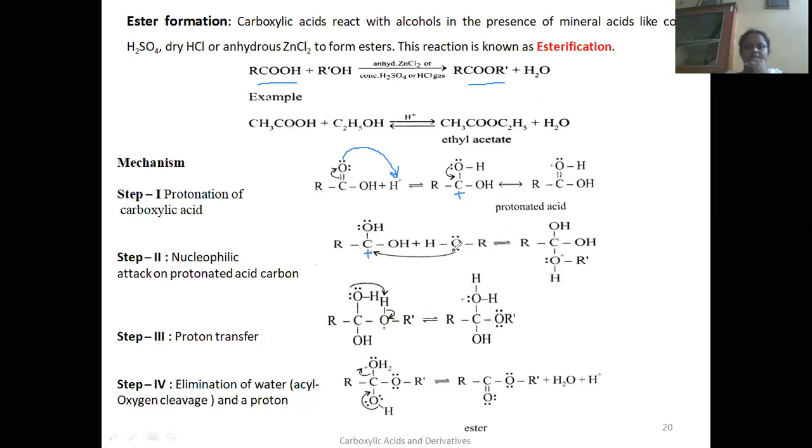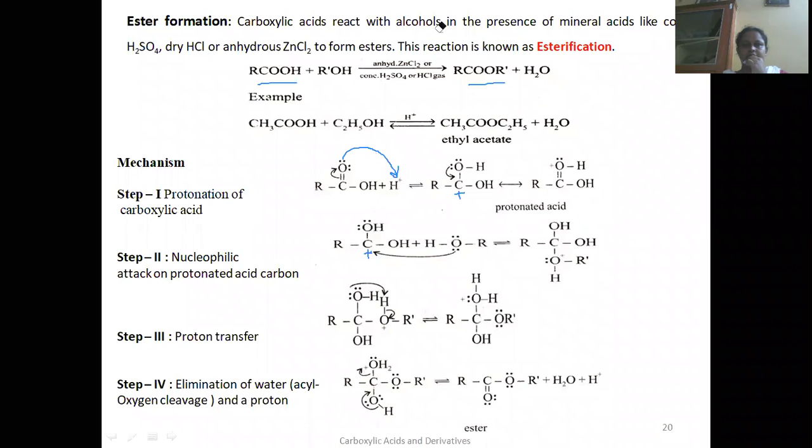So what is the reagent we are adding now? First, we have to add the catalyst, that is acid, to the carboxylic acid. That will create an electron deficient site. Once the electron deficient site is created here, what is the other reactant we have to add? Alcohol. We have to add the alcohol here.